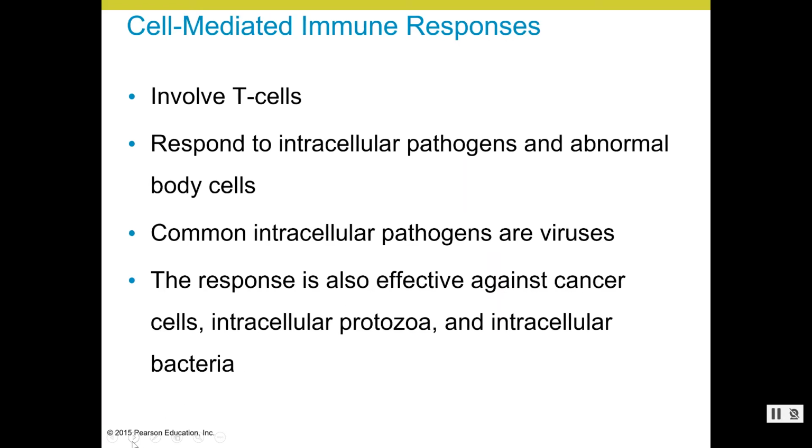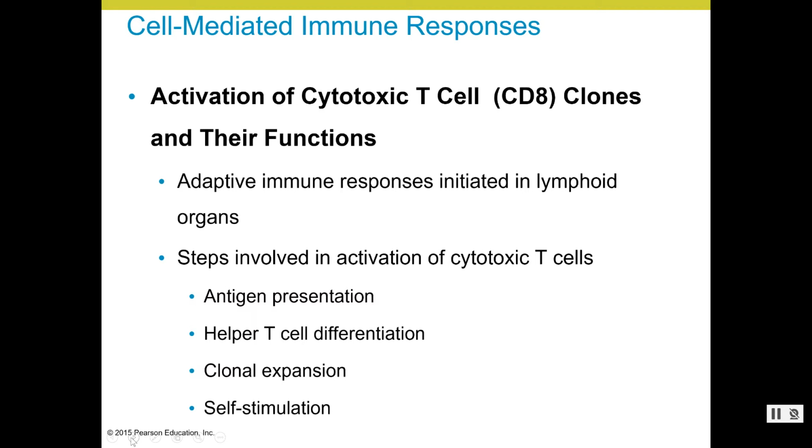Okay, so cell-mediated immune responses. How does this happen? We're going to start with T cells, figure out how they respond to intracellular pathogens, and then see what they are. Remember, they're looking for endogenous antigens. These are pathogens that have already invaded a cell, and not only do they look for pathogens, but they also look for cells that are not behaving correctly, such as cancer cells. So that's the job of these cytotoxic T cells. Okay, so these are the steps in activation. We're going to go through antigen presentation, helper T cells, clonal expansion, and self-stimulation.